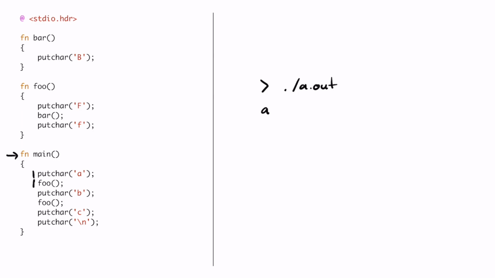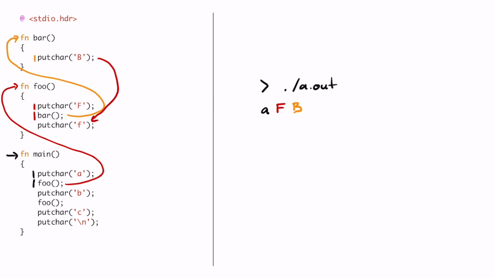Then we call function foo, which means we jump to function foo. We enter function foo and execute the first instruction there, which prints this uppercase F. Then we have another function call for function bar, which means we now enter function bar. We execute the instruction for printing an uppercase B, and then we return. Returning means we continue with the first instruction after this function call, which prints this lowercase f.